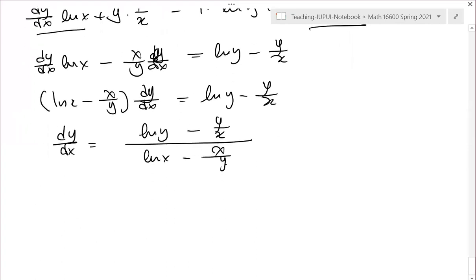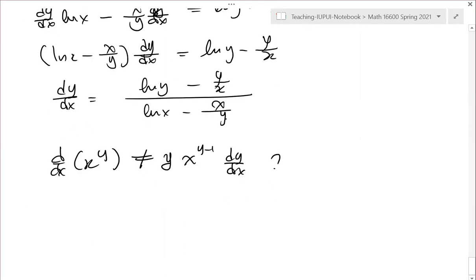Again, let me explain to you why the derivative of x to the y is not going to be y x to the y minus 1 dy/dx. Okay. So let's use a chain rule. The chain rule says that, and that's a chain rule. But when you differentiate x to the y with respect to y, that's a derivative with respect to y.